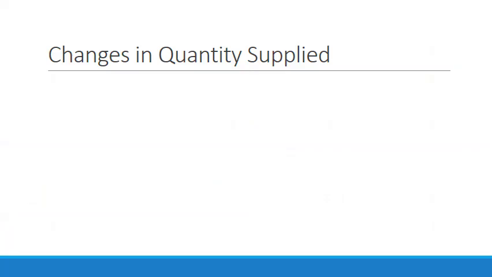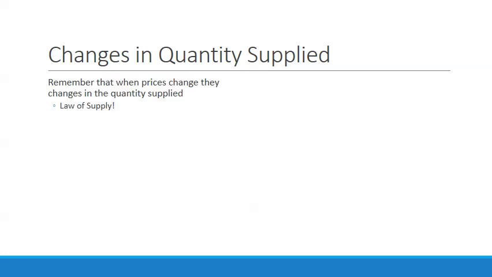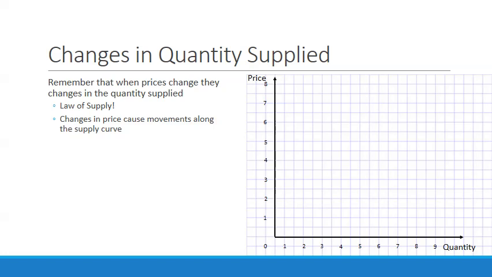So let's see what occurs when we have changes in quantity supplied. Remember, of course, that when prices change, they change the quantity supplied. So this is the basis of our law of supply. So changes in price cause movements along the supply curve. So let's look at that. So here we have a graph. We'll plot our points out. And so here's our supply curve.